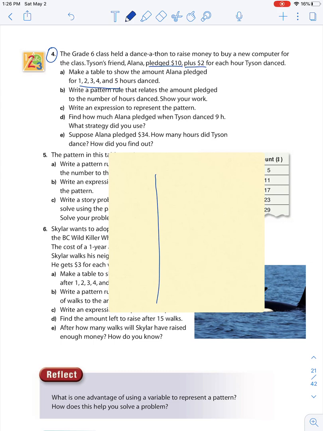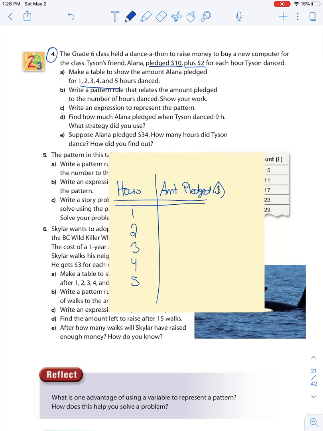Okay, so here we go. Draw a table. We should have accurate headings rather than just input and output. So this one would be hours danced, and then this would be amount pledged. Perfect, excellent. We can even put this in dollars. So let's see, 1 hour, 2, 3, 4, and then 5.